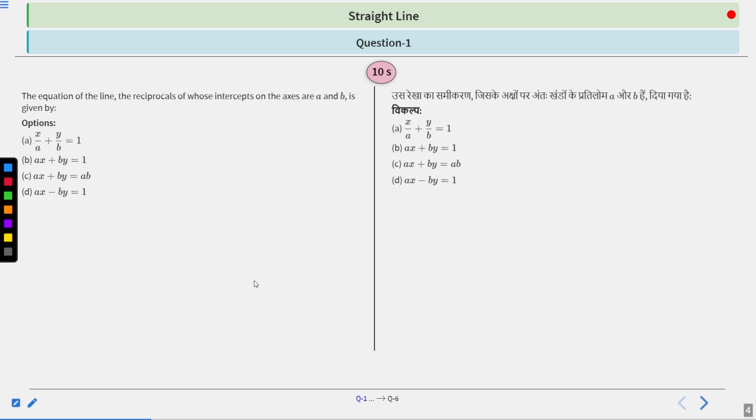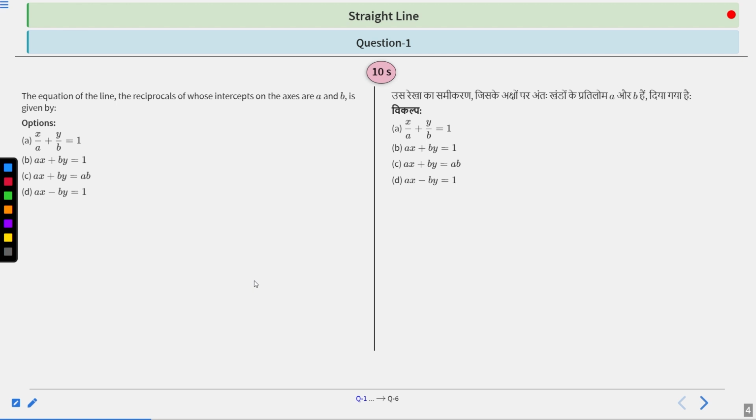But here it is given that the reciprocals of whose intercepts on the axis are A and B, right? That means suppose x intercept is A1 and y intercept is B1. The equation of a straight line can be written as x upon A1 plus y upon B1 is equal to 1, right? Now it is given that the reciprocal of the intercept, that is 1 by A1, is given as equal to A, and 1 by B1 is given as B. Got it?